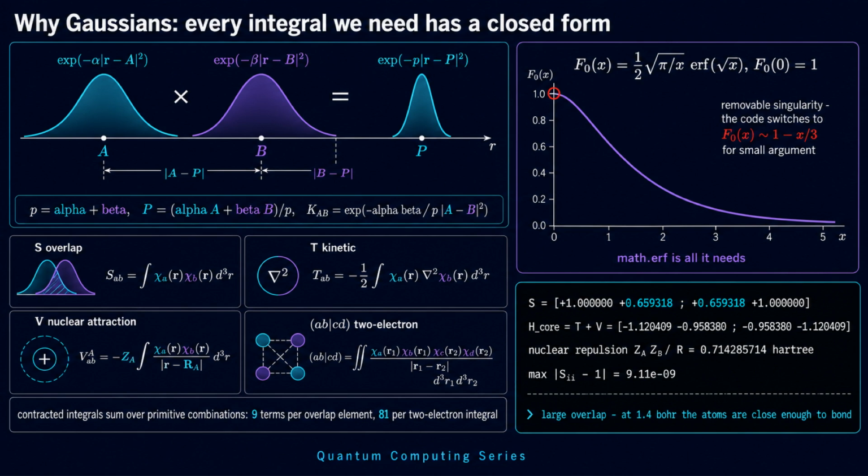The engine is the Gaussian product theorem, which says the product of 2 Gaussians is a single Gaussian centered between them. Only one special function appears anywhere, the Boys function of order 0, which is what the Coulomb singularity turns into once the integrals are done. It has a removable singularity at 0, so the code switches to a series for small argument. The computed overlap between the 2 hydrogen functions is 0.659, large, because the atoms are close enough to bond.